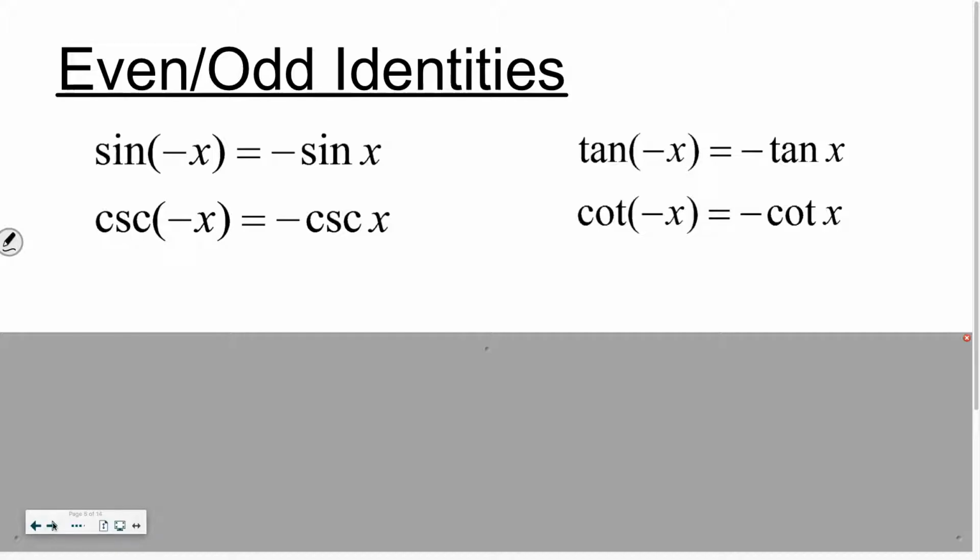Even odd identities, I'm not really going to ask on quizzes and tests, but it's at least worth a mention for us. It actually goes back to something we covered in first semester, which are even and odd functions. And that's why the identities work out the way they do.